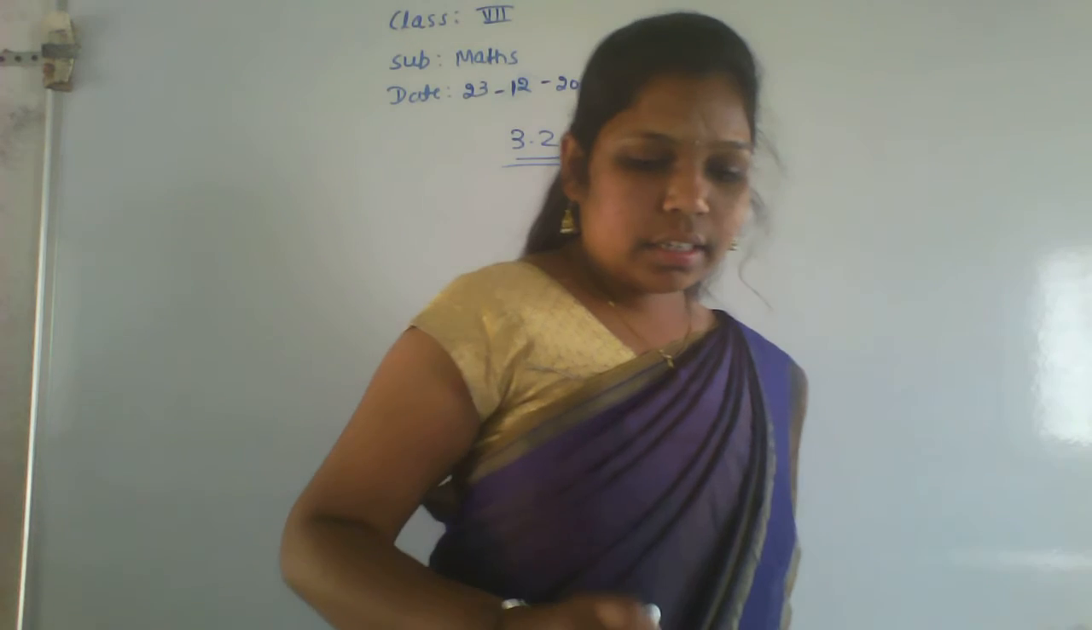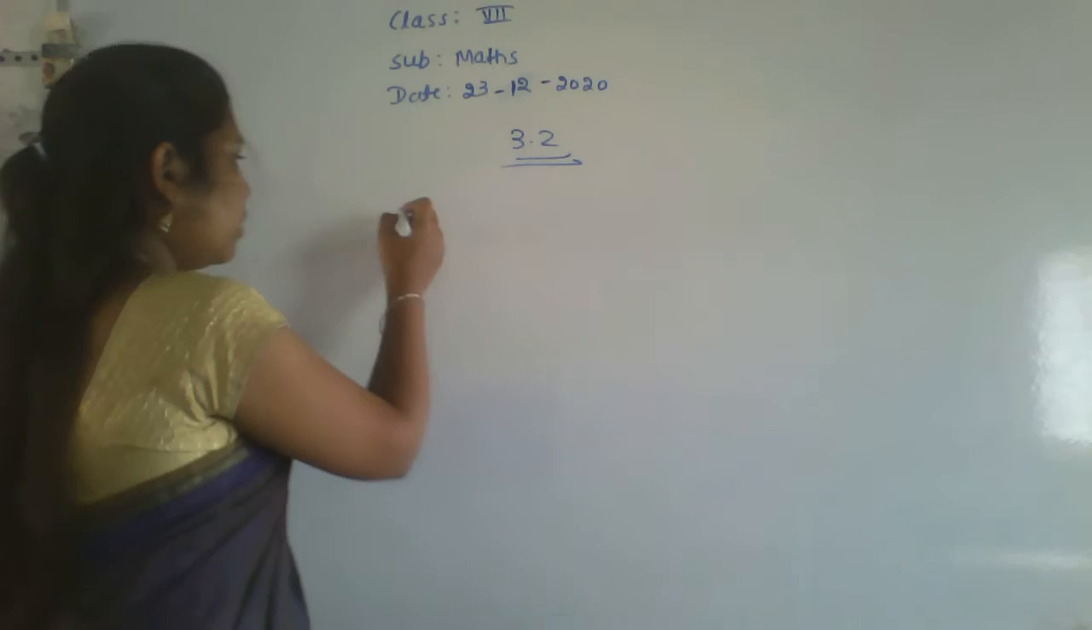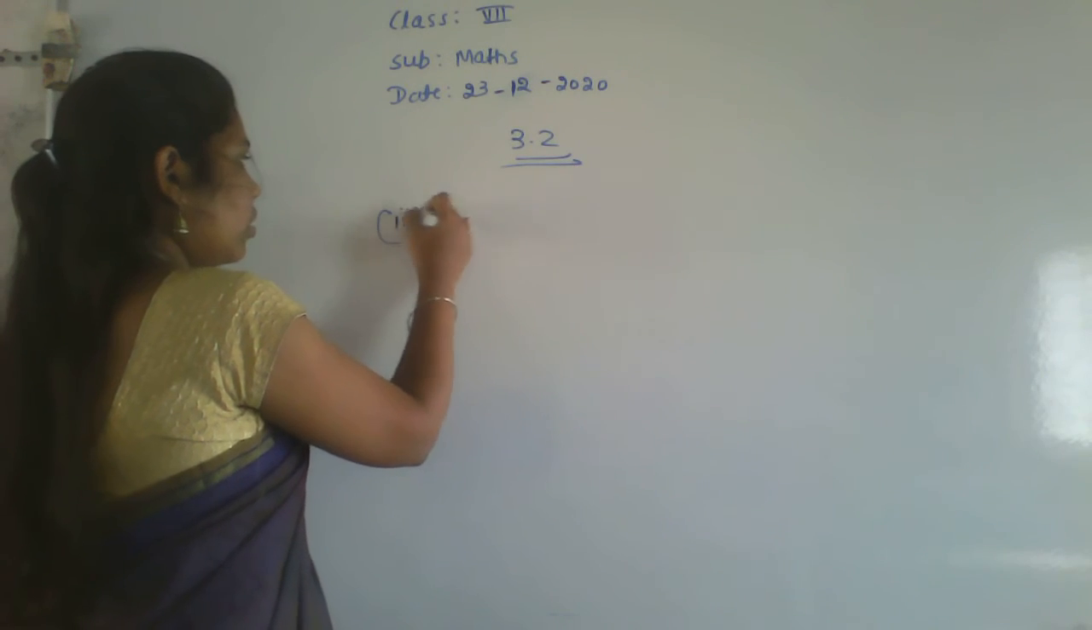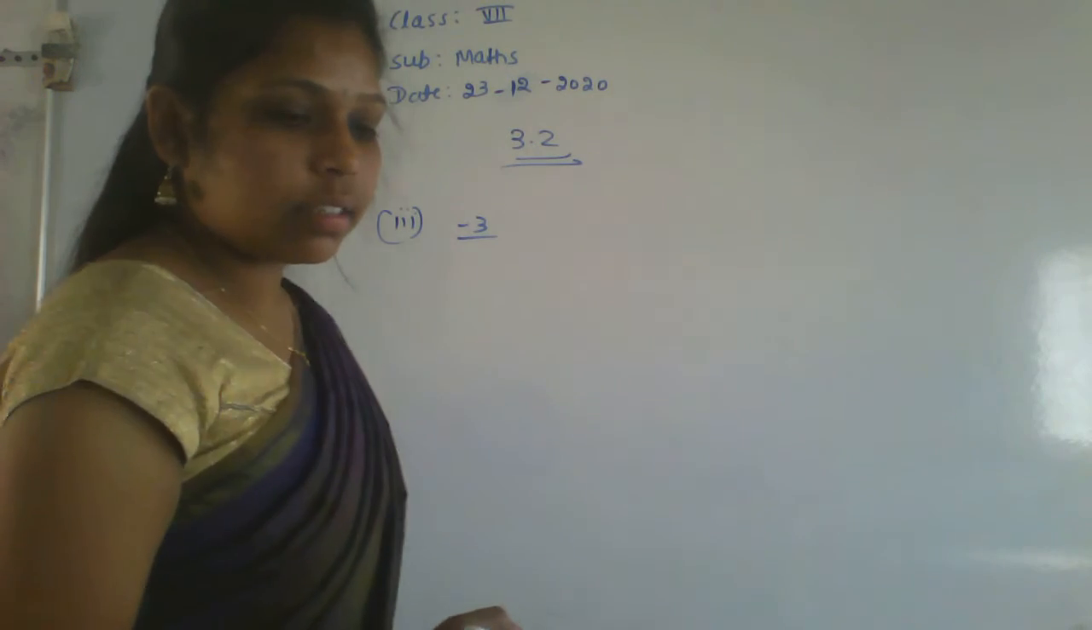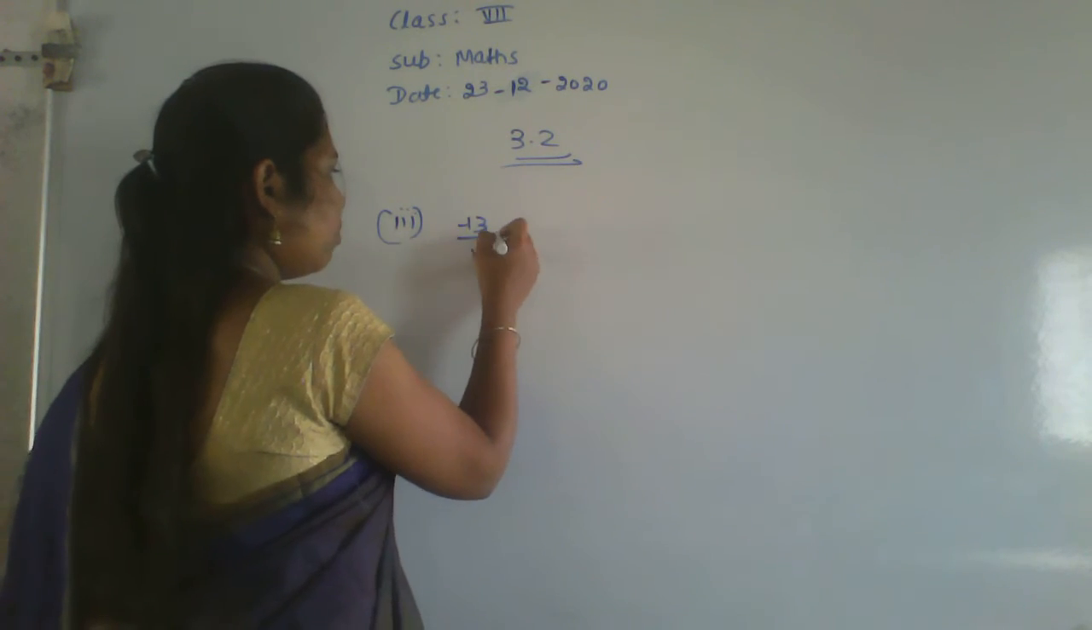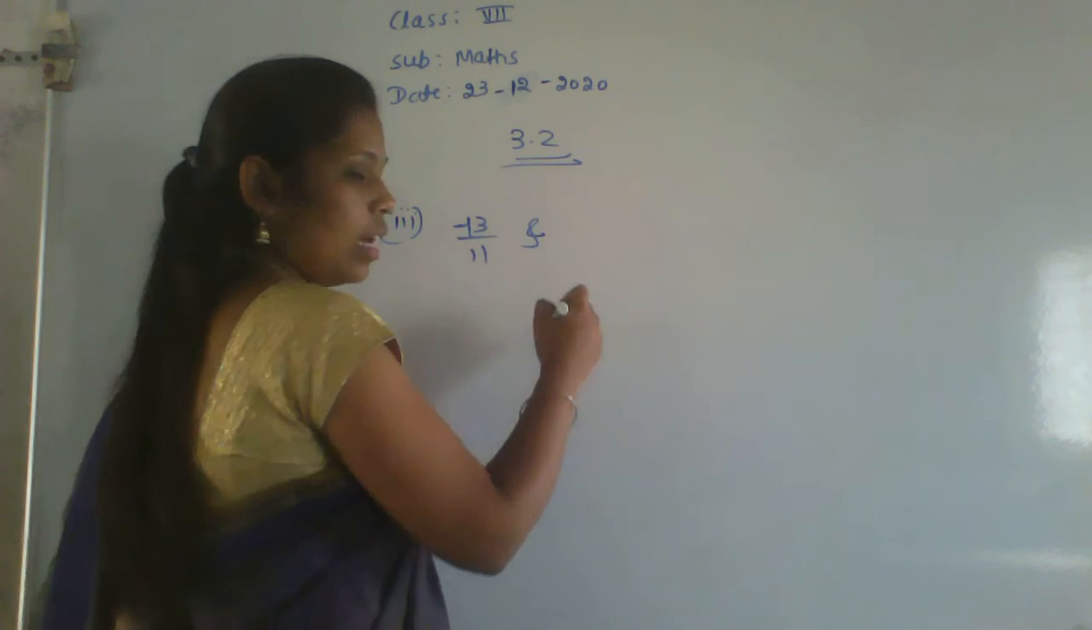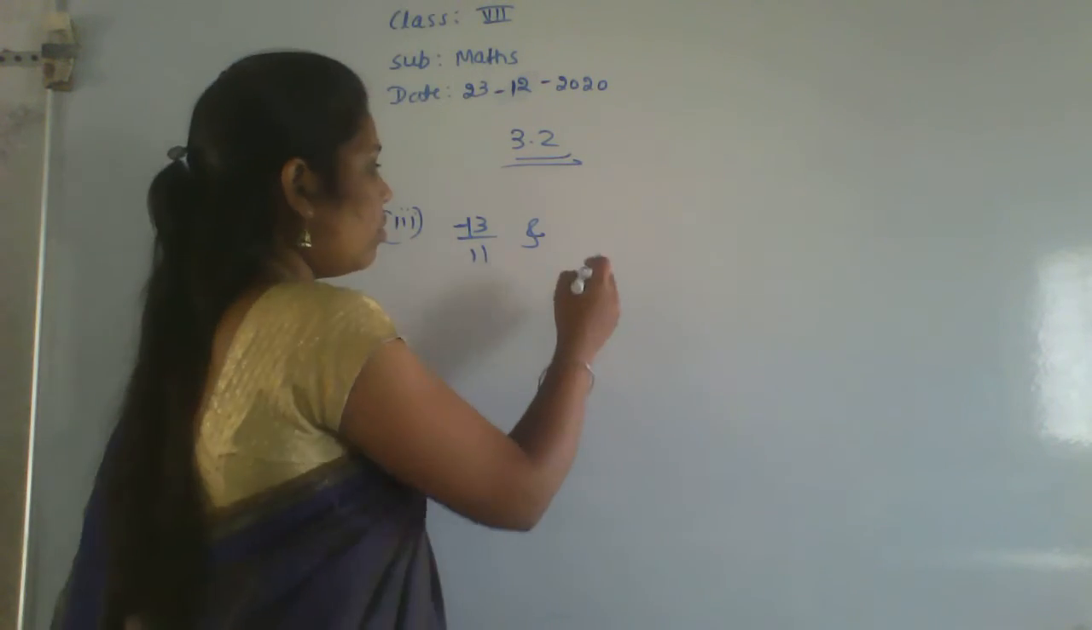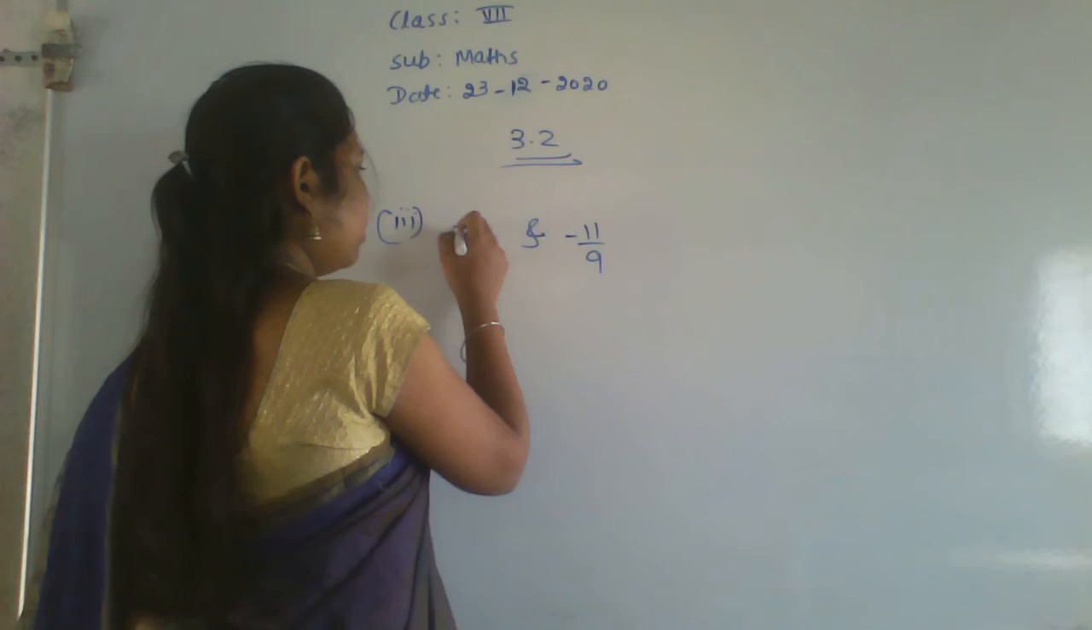Another, how many are there? Okay, one more I'll do. Third one. Third one is minus 13 by 11 and minus 11 by 9.